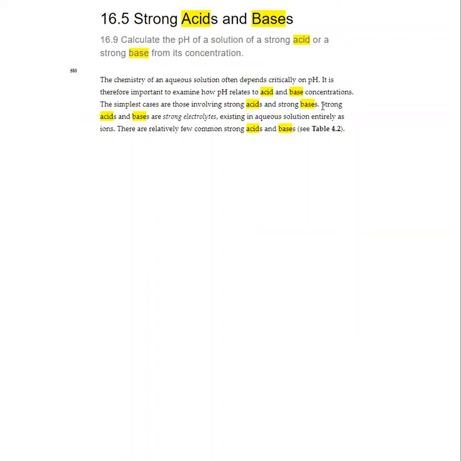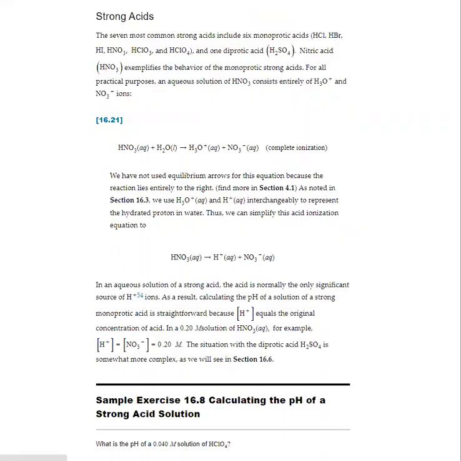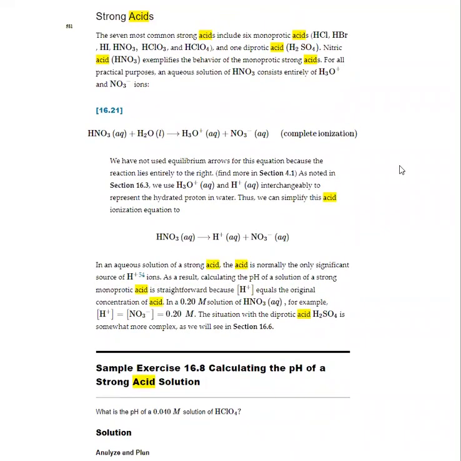Strong acids and bases, this is important, are known as strong electrolytes. What a strong electrolyte is, is that it completely dissociates into its ions. Strong electrolytes completely dissociate into their ions. So HCl, a strong acid, completely dissociates into H plus and Cl minus. So it's a strong electrolyte. If you see strong electrolyte, think strong acid or strong base.